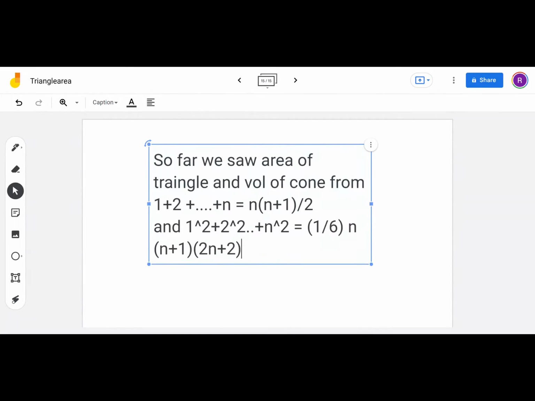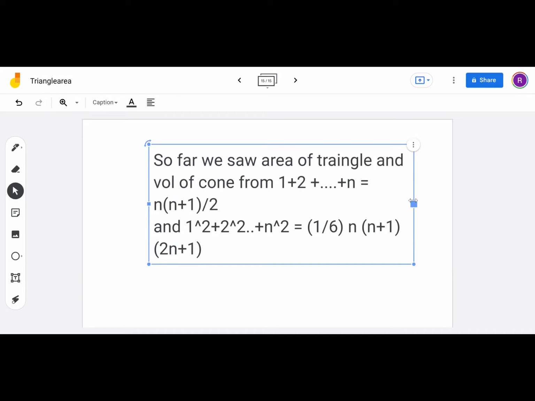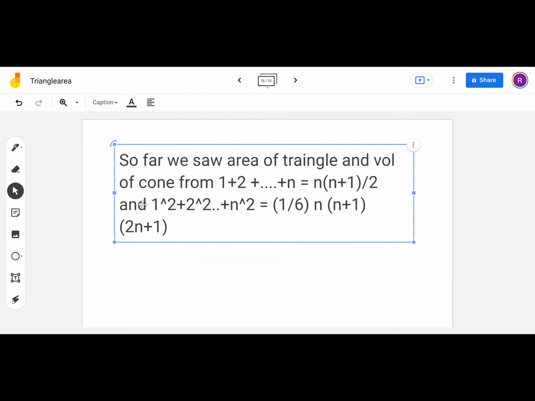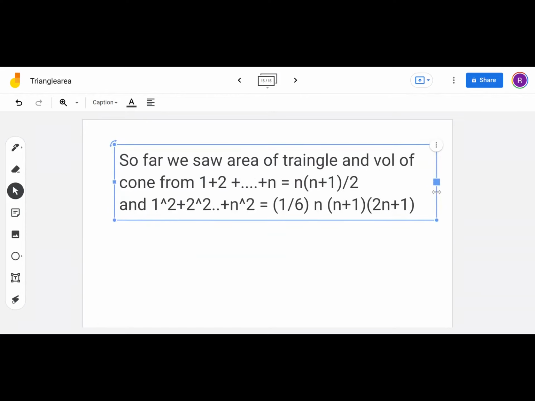Okay, but you just looked up the formulas. You don't know why it is the case. Correct? You don't know how to derive this formula. Okay, let's try to derive this.